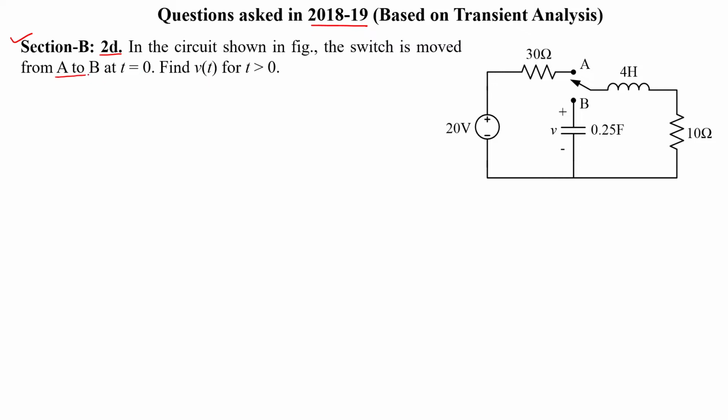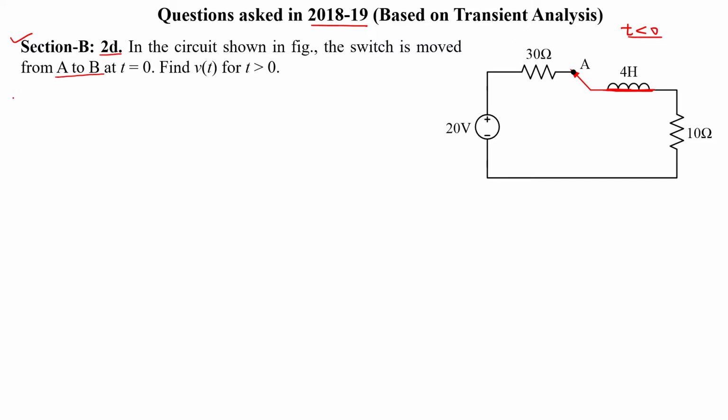First we need to understand the meaning of this line: switch is moved from A to B. So it should be considered that the switch was initially connected at A. Where is it connected? From minus infinity to t equals 0 minus. So this should be the circuit for t less than 0 condition. Under this condition the circuit has reached steady state, so this inductor is at short circuit condition. Under steady state condition the inductor behaves like a short circuit.